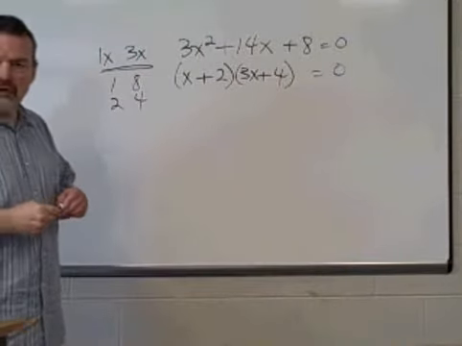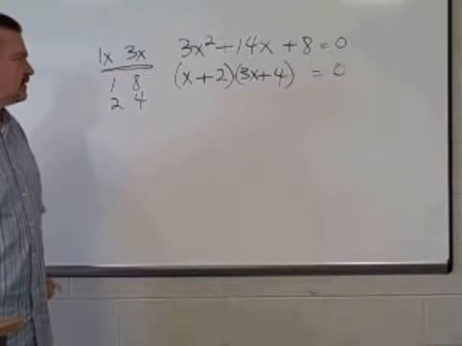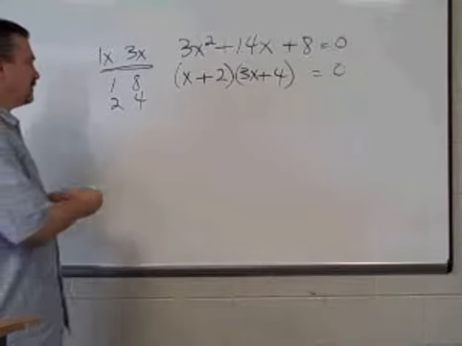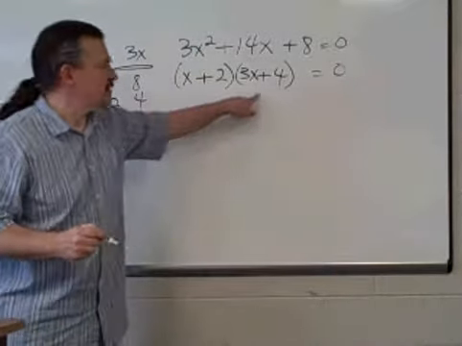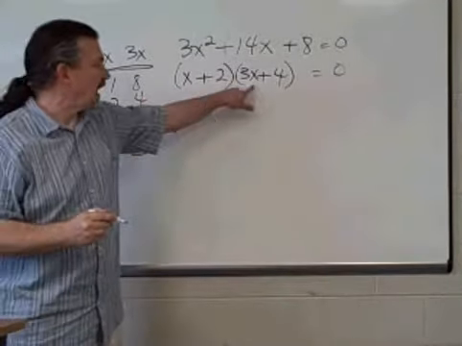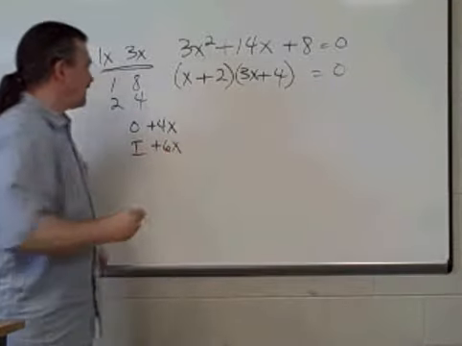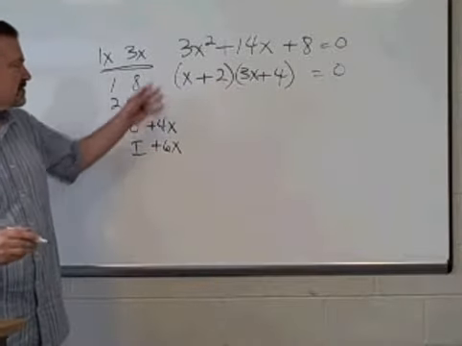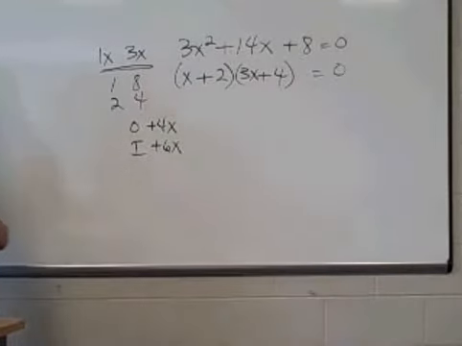I don't know if that's going to work. That was the order in which I wrote them down on the board. That's why I wrote them in that order into the binomials. Let's check the O and the I of FOIL. The O of FOIL is going to give us plus 4x. And the I of FOIL is going to give us plus 6x. And that doesn't give us 14x. That just gives us plus 10x. So we don't have the right combination.